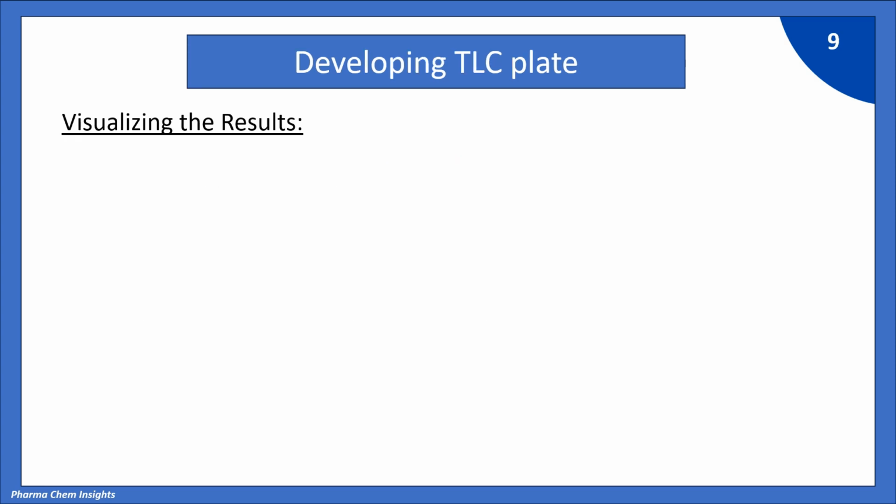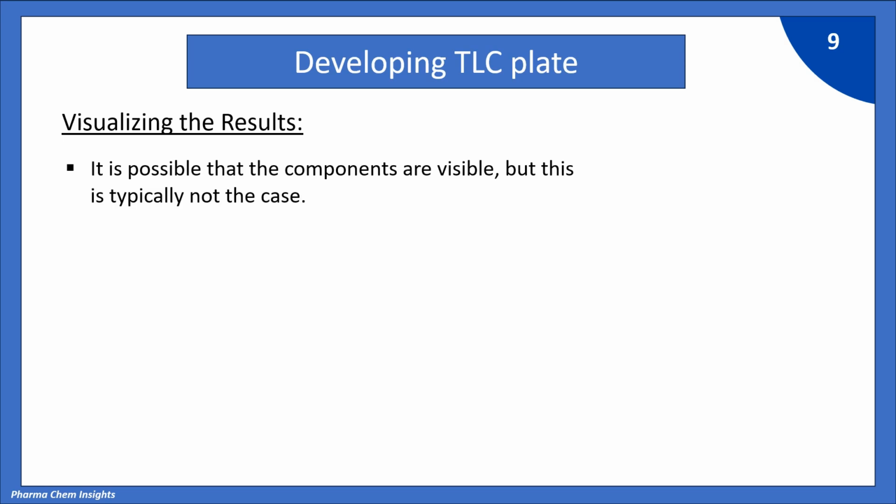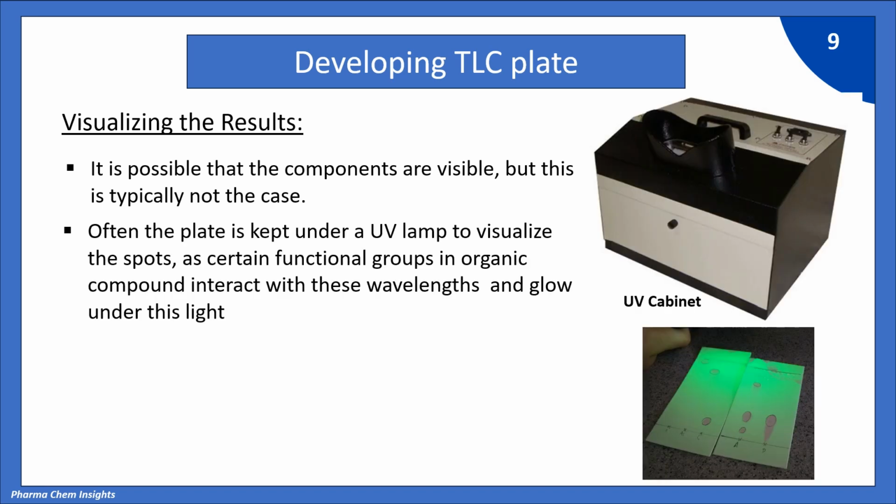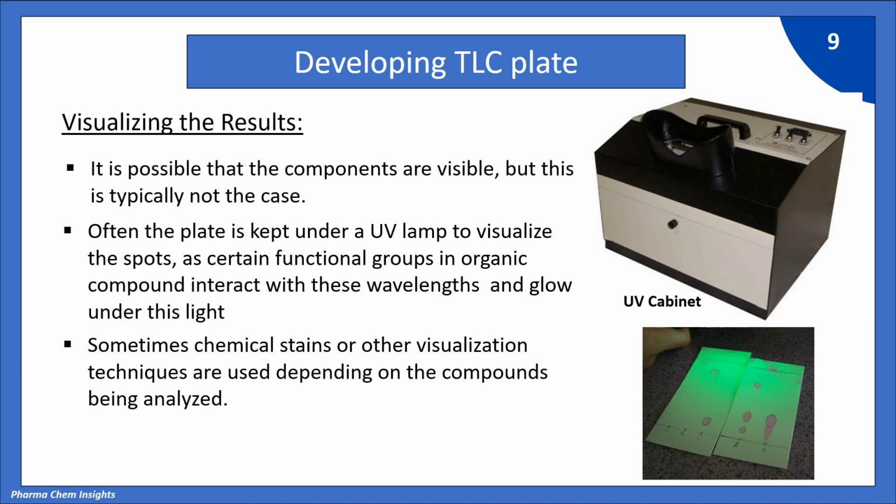Now let us see how to visualize the results. It is possible that the components are visible in the TLC plate, but typically this is not the case. Often the plate is kept under a UV lamp to visualize the spots, as certain functional groups in organic compounds interact with this wavelength and glow under this light. Sometimes chemical stains or other visualization techniques are used depending on the compounds being analyzed.